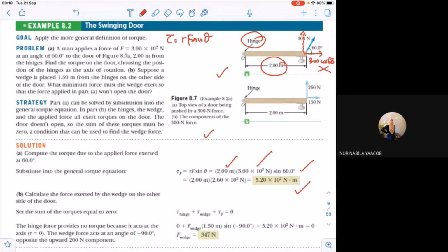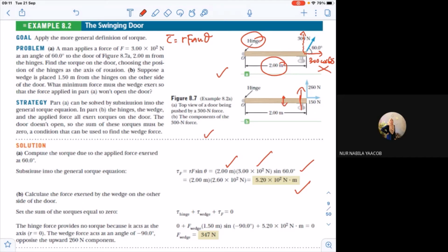Okay, and part B, suppose a wedge is placed 1.5 meters from the hinge on the other side of the door. So we place a hitch, like a door stopper, 1.5 meters from the hinge. So 1.5 meters slightly here. And of course, if you try to put it that way, the hinge will be here, like this.